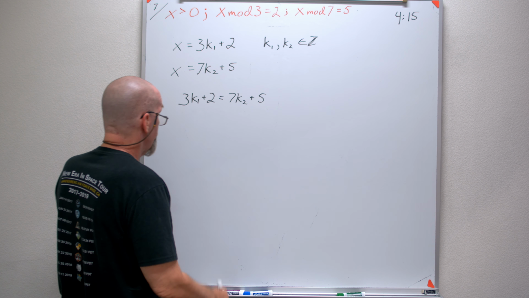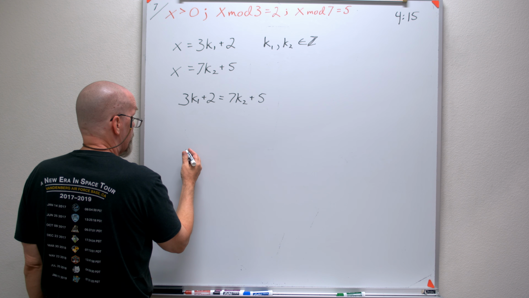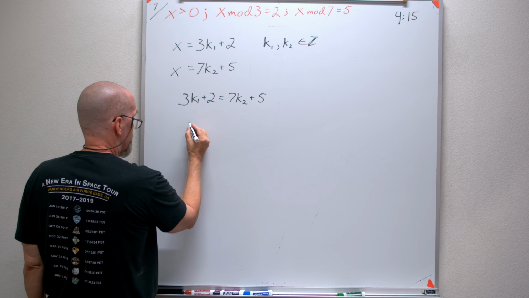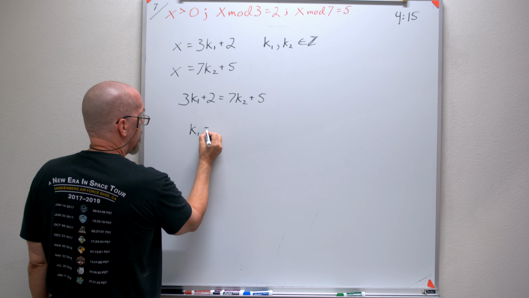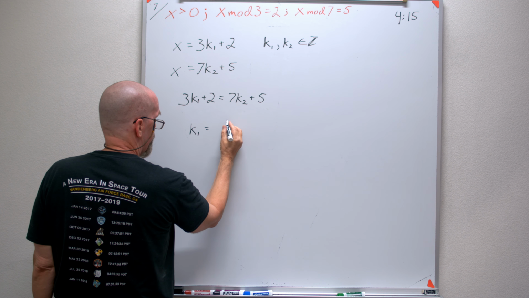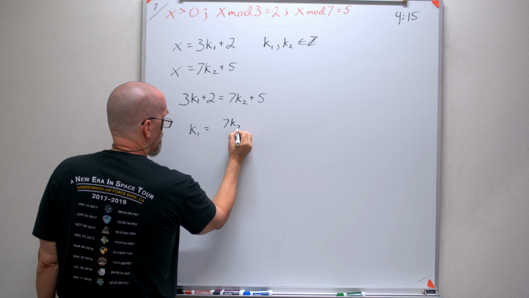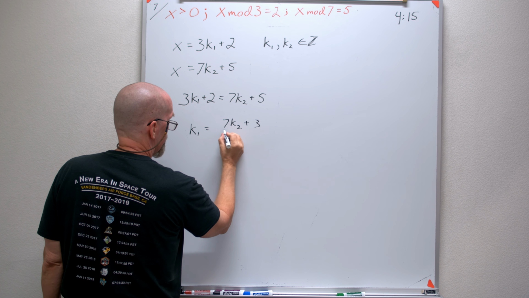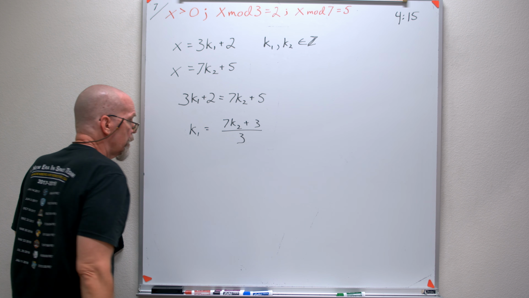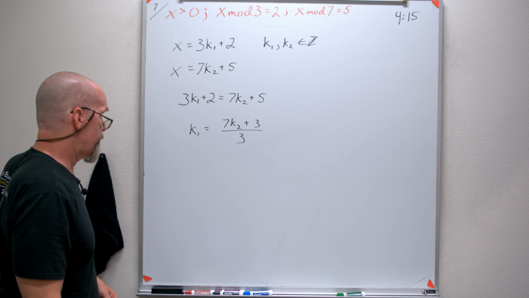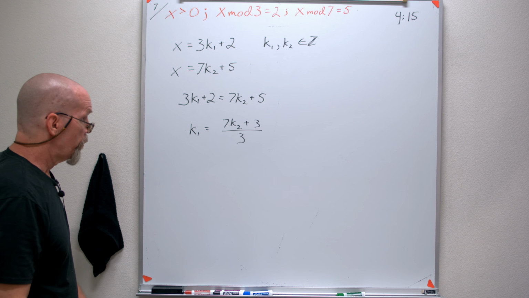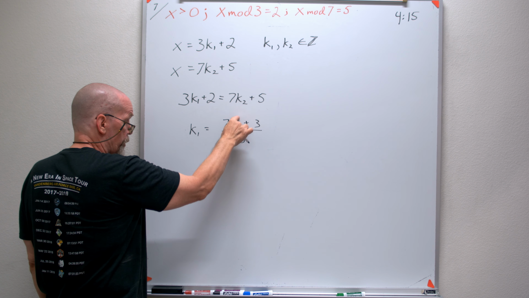Anyway, if we do that, I can solve this for either k1 or k2. I'm going to solve it for k1 just because. If I subtracted 2, that would become a 3, so we'd have 7k2 plus 3 divided by 3. Knowing that k1 and k2 both have to be integer values, what I personally would do is just plug in some numbers here for k2.